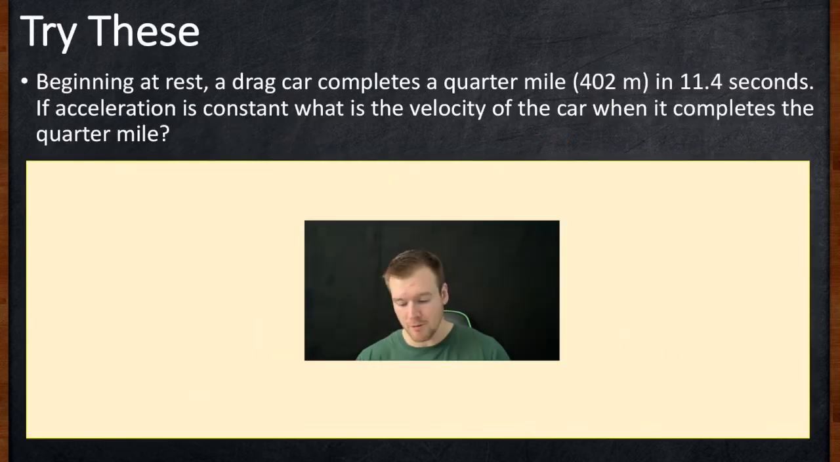The next one says, beginning at rest, a drag car completes a quarter mile, which is about 402 meters, in 11.4 seconds. That's quite a fast time. If the acceleration is constant, what is the velocity when the car completes the quarter mile? Again, I'd like you to try this and then check back in.